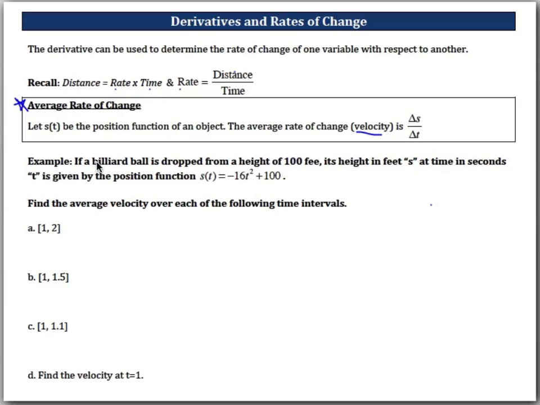All right, so an example. If a billiard ball is dropped from a height of 100 feet, its height in feet s at time in seconds t is given by the position function s of t equals -16t squared plus 100. So this tells us how high the billiard ball is at a specific time t. Now we want to find the average velocity over each of the following time intervals. So this goes from time equals 1 second to time equals 2 seconds. So an entire second elapses, we want to know what was the average speed over that time.